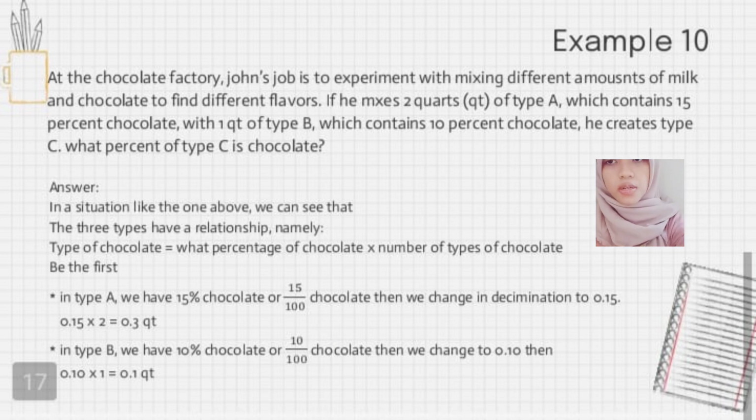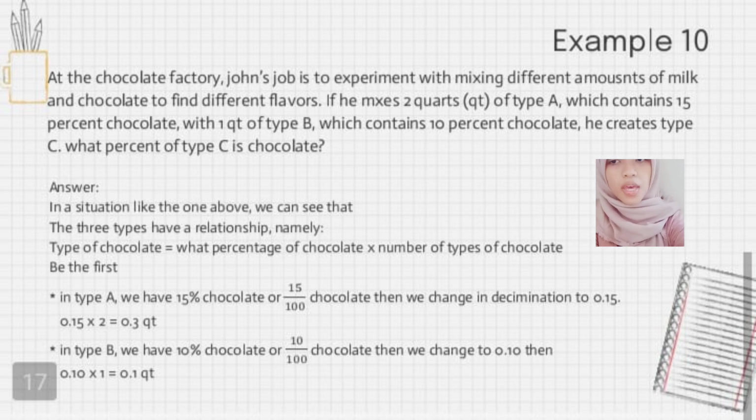At the chocolate factory, John's job is to experiment with mixing different amounts of milk and chocolate to find different flavors. If he mixed 2 quarts of type A, which contains 15% chocolate, with 1 quart of type B, which contains 10% chocolate, he created type C. What percent of type C is chocolate? Answer: in a situation like the one above, we can see the relationship: amount of chocolate equals what percent of chocolate times number of quarts.